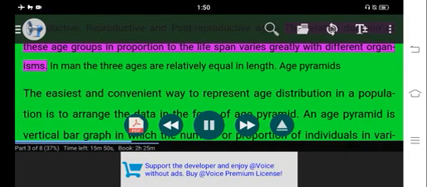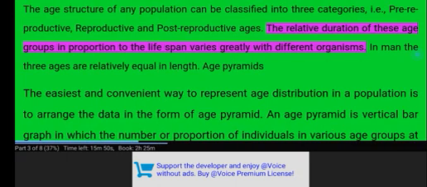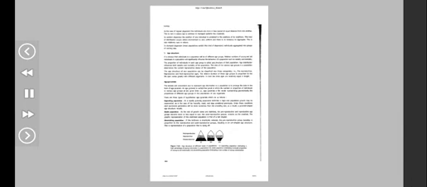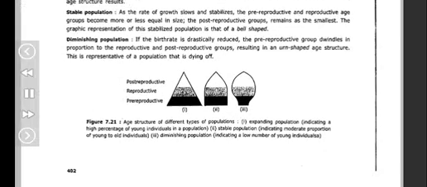The relative duration of these age groups in proportion to the lifespan varies greatly with different organisms. In man, the three ages are relatively equal in length. Age pyramids. The easiest and most convenient way to represent age distribution in a population is to arrange the data in the form of an age pyramid.